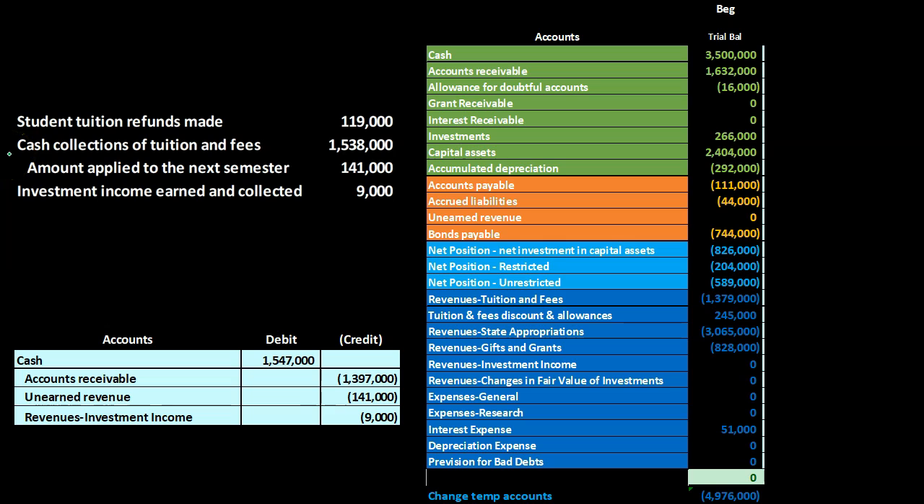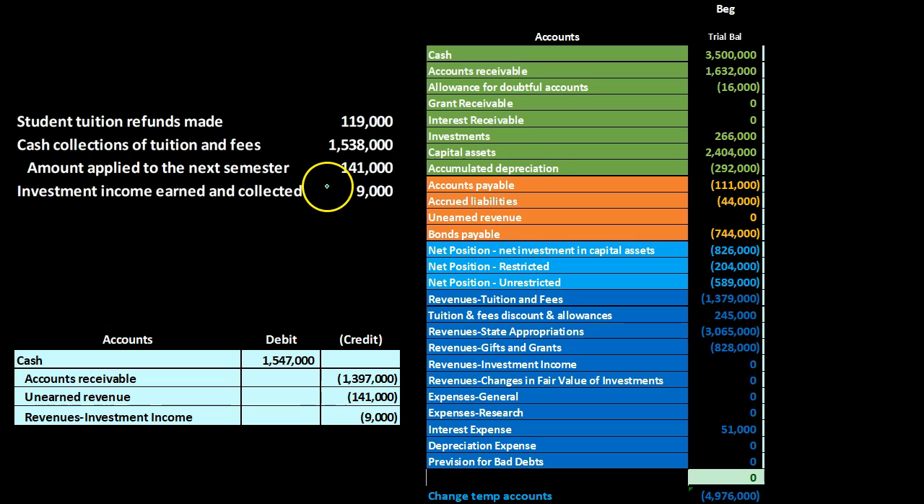We then have cash collections of tuition and fees of the $1,538,000. The amount of that's going to be applied to next semester is going to be the $141,000. So what we're going to say is that this cash collected, the $1,538,000, is for collections on account. So the accounts receivable typically going down, except for the amount of the $141,000, which isn't in accounts receivable. It's actually for the next semester, which we have not yet done as of now. And therefore, we can't record the revenue because we haven't earned it. We'll have to put it into some type of unearned revenue.